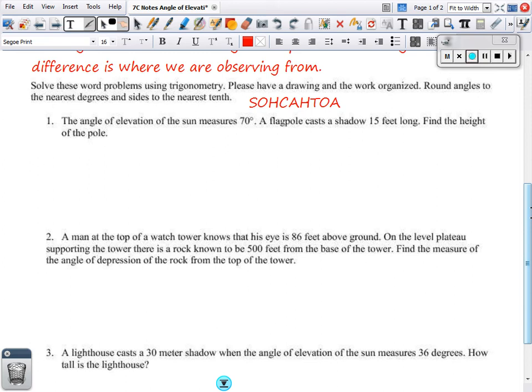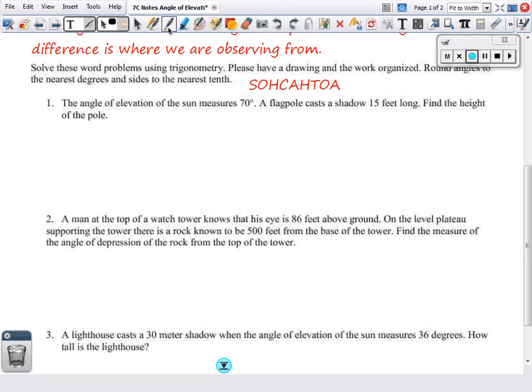It just helps. Some students will draw all of these as triangles. Some students who are more artistic will actually draw flagpoles and trees and things like that. Like I said, I'm a fairly awful drawer, but I can do a good enough job that I can see what I'm doing. So for this first problem, the angle of elevation of the sun measures 70 degrees. A flagpole casts a shadow 15 feet long. Find the height of the pole.